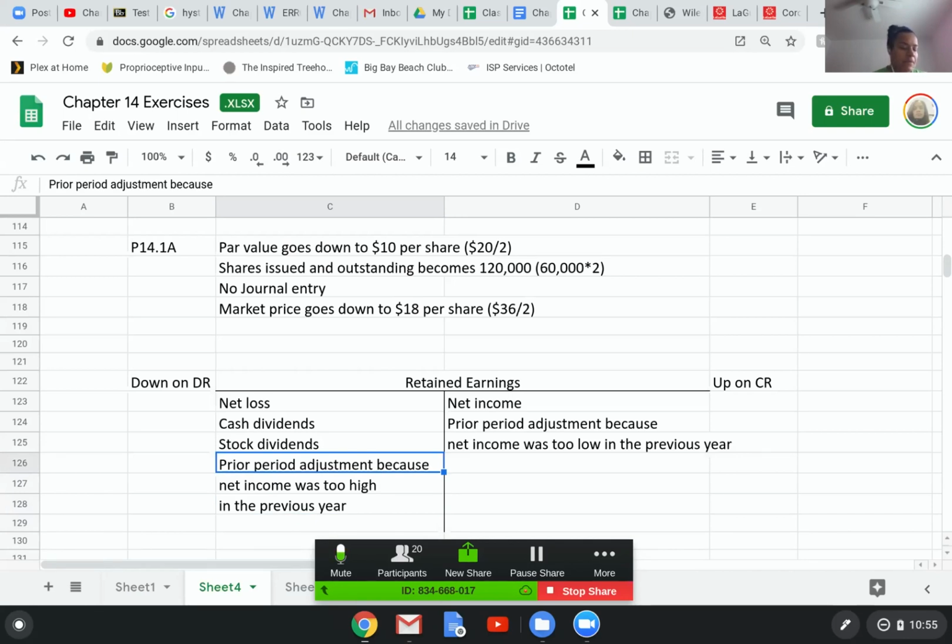So like I said, error corrections sometimes become a little bit difficult for people to understand because in order to correct an error, you have to know what was done incorrectly, then you have to know what should have been done, and then you have to know how to make the correction, all right? So what I'm writing over here is the how. How are we going to correct this? If the net income was too low in a previous year, we will have to add the amount of the correction. If the net income was too high in a previous year, we will have to subtract the amount of the correction. Any questions there?